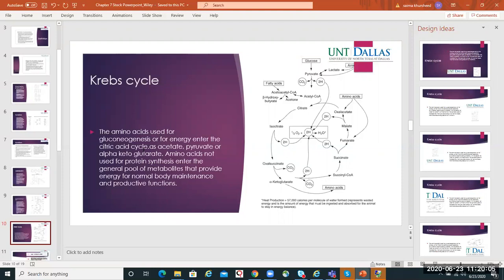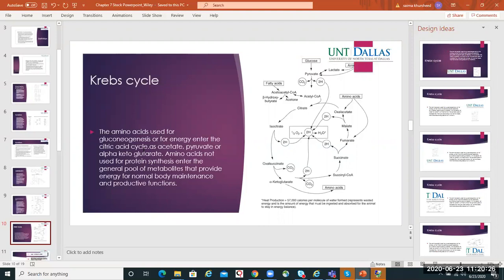The amino acids that are used for gluconeogenesis. What is gluconeogenesis actually? The glucose that can be formed by body tissues, primarily liver and to a lesser extent kidneys, from non-carbohydrate metabolites, including lipids and amino acids. That's called gluconeogenesis.